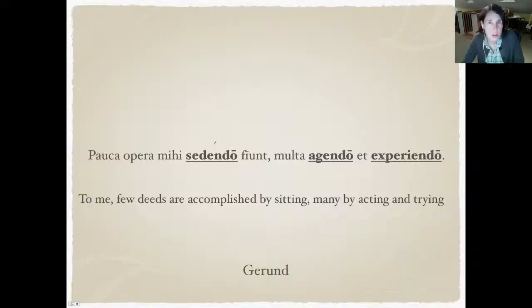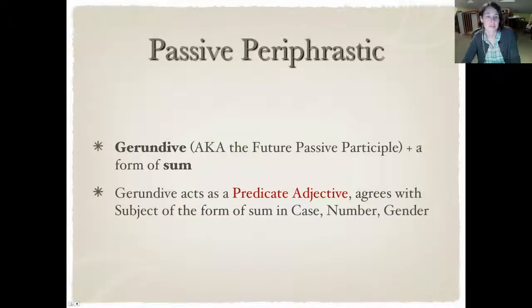The way you're going to note a gerund and a gerundive beyond just knowing what a future passive participle looks like is going to be with that nd ending. As you can see, the gerund, right, ends with nd, and that's the letter that is showing up in the future passive participle. Okay, the passive periphrastic. The passive periphrastic is going to be made up of a gerundive, again also known as the future passive participle, plus the form of the verb to be. Okay, the gerundive is going to act as a predicate adjective, so it's going to agree with the subject of the verb sum in case, number, and gender.